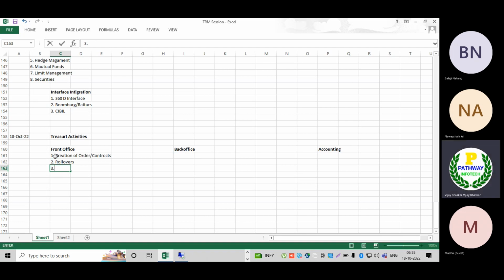Third one, exercising rights. Then the fourth one is terminations. Those are the front office activities which I have described here. Then if we talk about the back office perspective, then settlement.